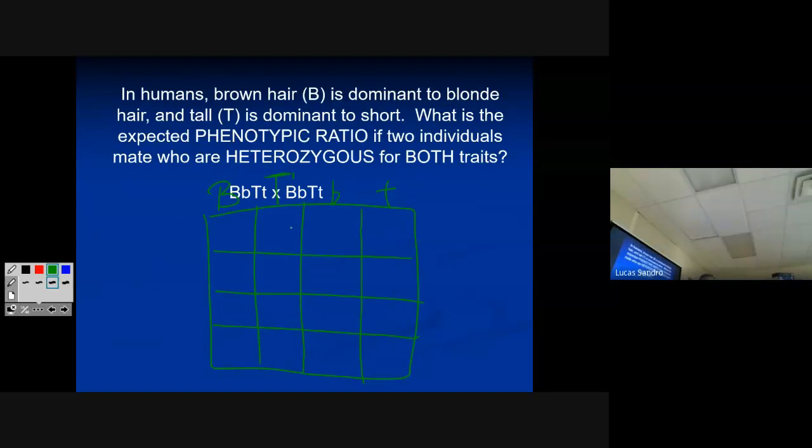Doesn't a sperm or egg have to have one of each? Doesn't a sperm or egg have to have hair color and height on it? Otherwise, your sperm is going to make a kid who has brown hair and 0 height. That's not a kid, right? You got to have both. So what you are really doing is determining how many different ways this parent can put a B and a T together.